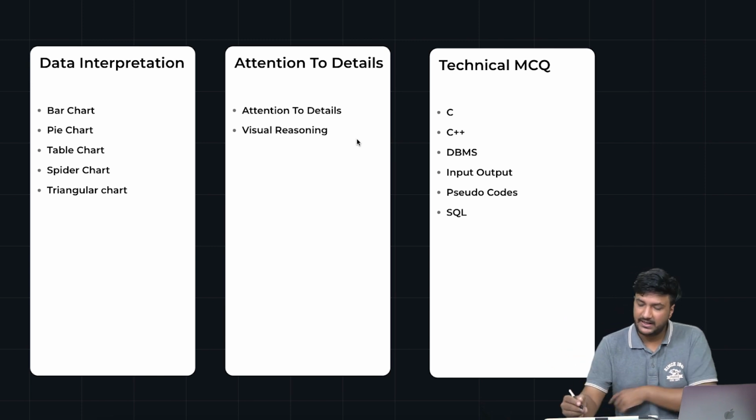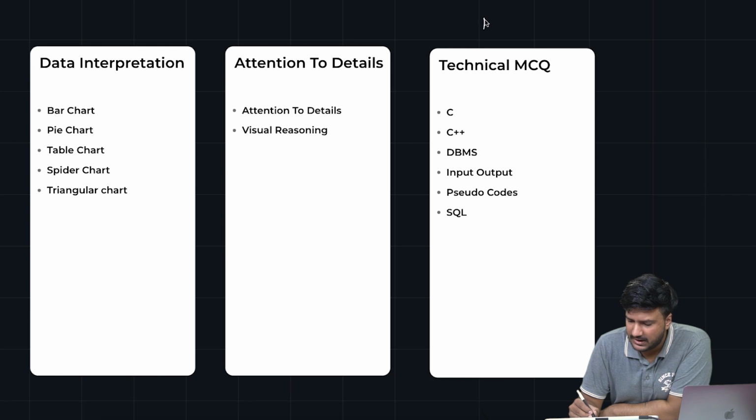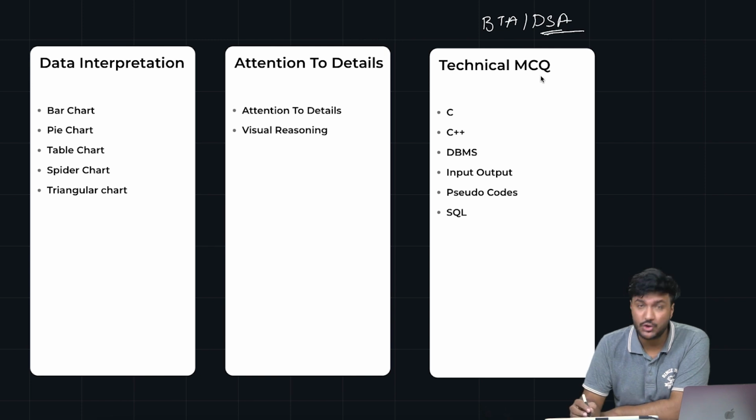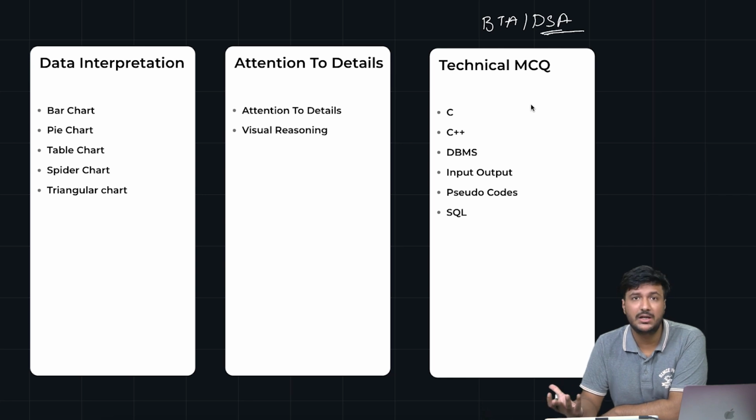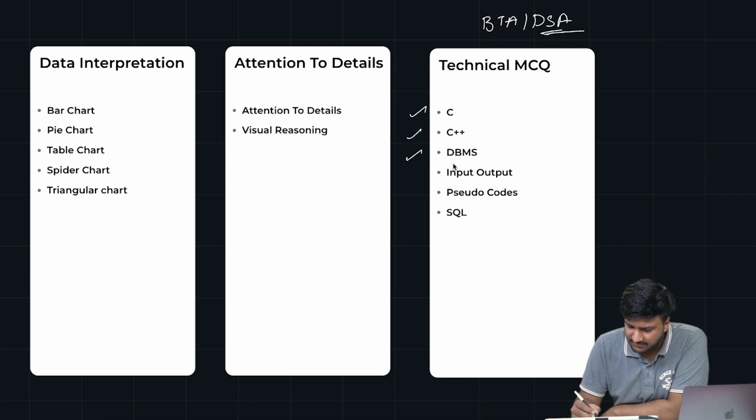Now, in terms of technical MCQ, which is only asked for the BTA profile and DSA, definitely these two profiles, these are the sections that you should have. So if you're an EC student aiming for ZS, definitely you'll be asked. Maybe you clear the round, and I'll cover that, right? So: C, C++, DBMS, input-output, pseudocode, and SQL.